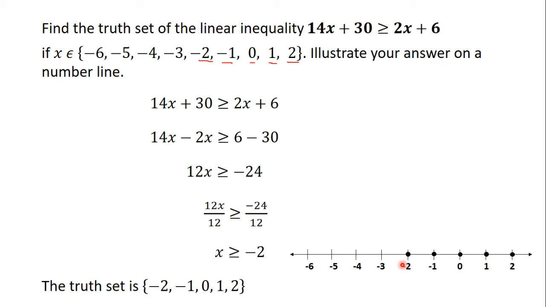So it's pretty simple. If the set is defined for you, your answer is going to be the members in the set that satisfy the answer that you got in the question. Here the answer you got was x is greater than or equal to -2. So the answer to this inequality are members in this set that are greater than or equal to -2, and those members are -2, -1, 0, 1, 2. And this is how to illustrate it on the number line.